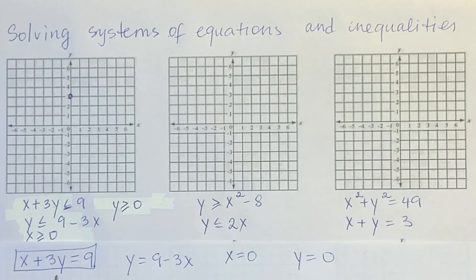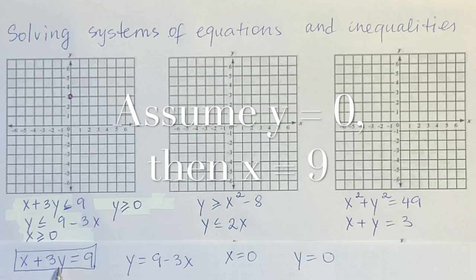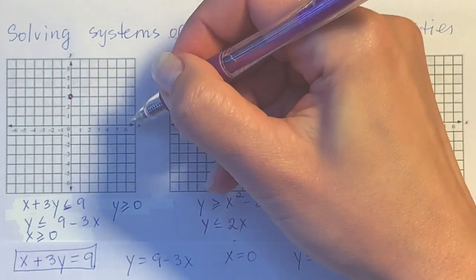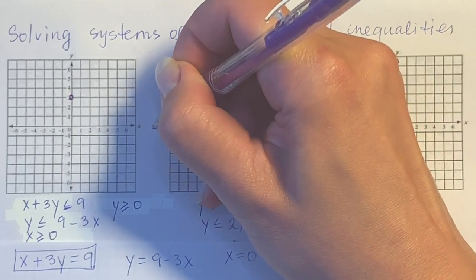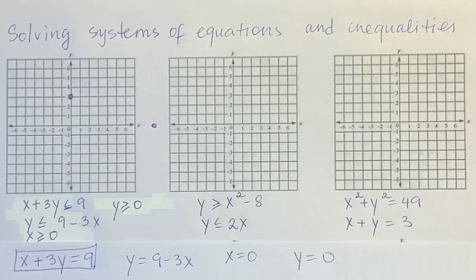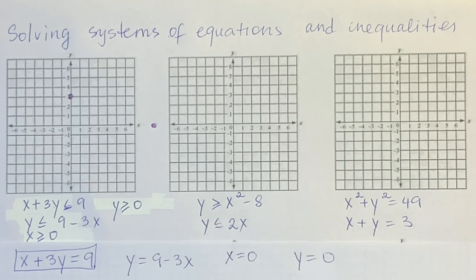The next step is to make your y a 0. So this term turns into 0, and you're left with x equals 9. That's your x-intercept. 7, 8, 9. And then you're going to connect these points to graph the line. This line will be solid because the original inequality has the symbol less than or equal to. If it was less than without equal to, the line would need to be dashed.